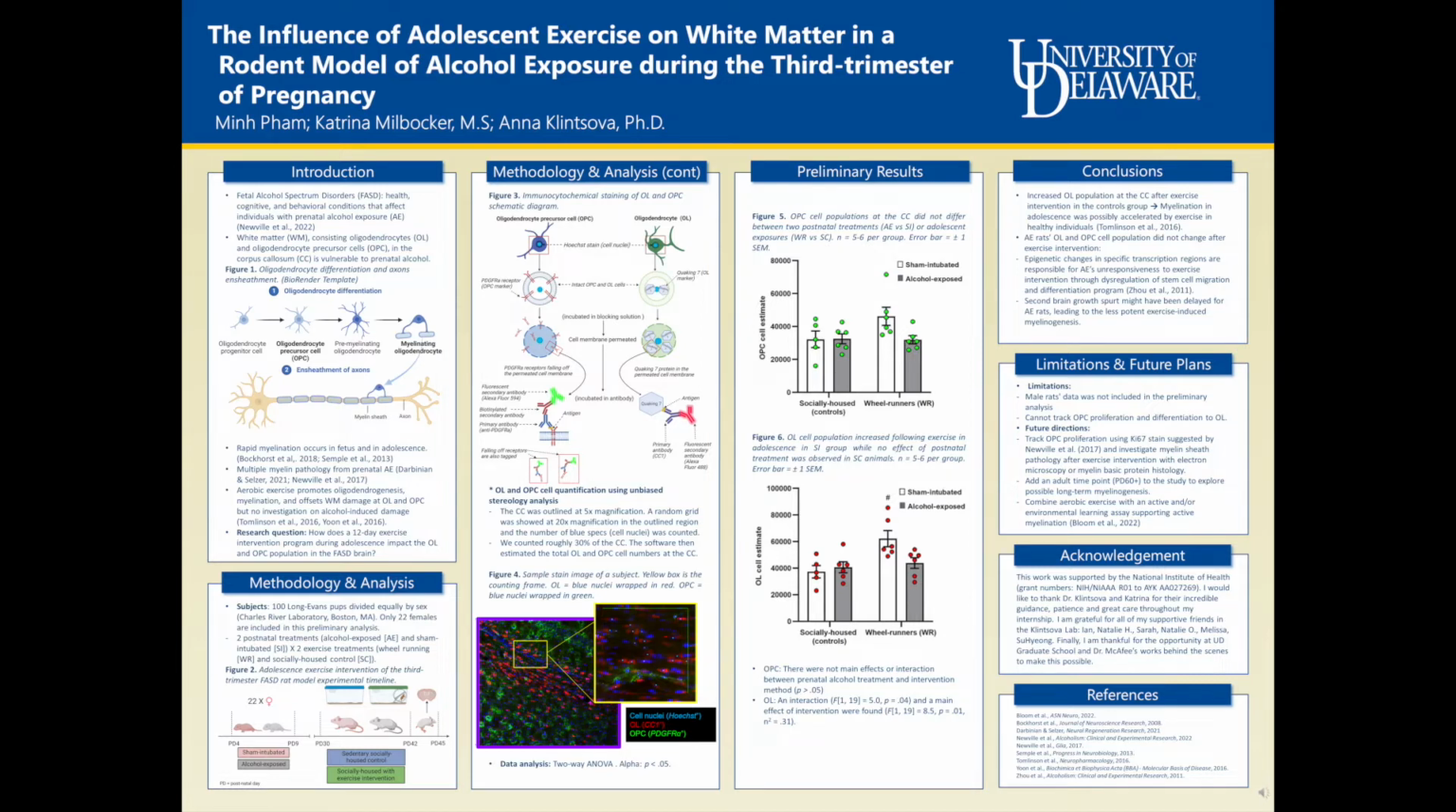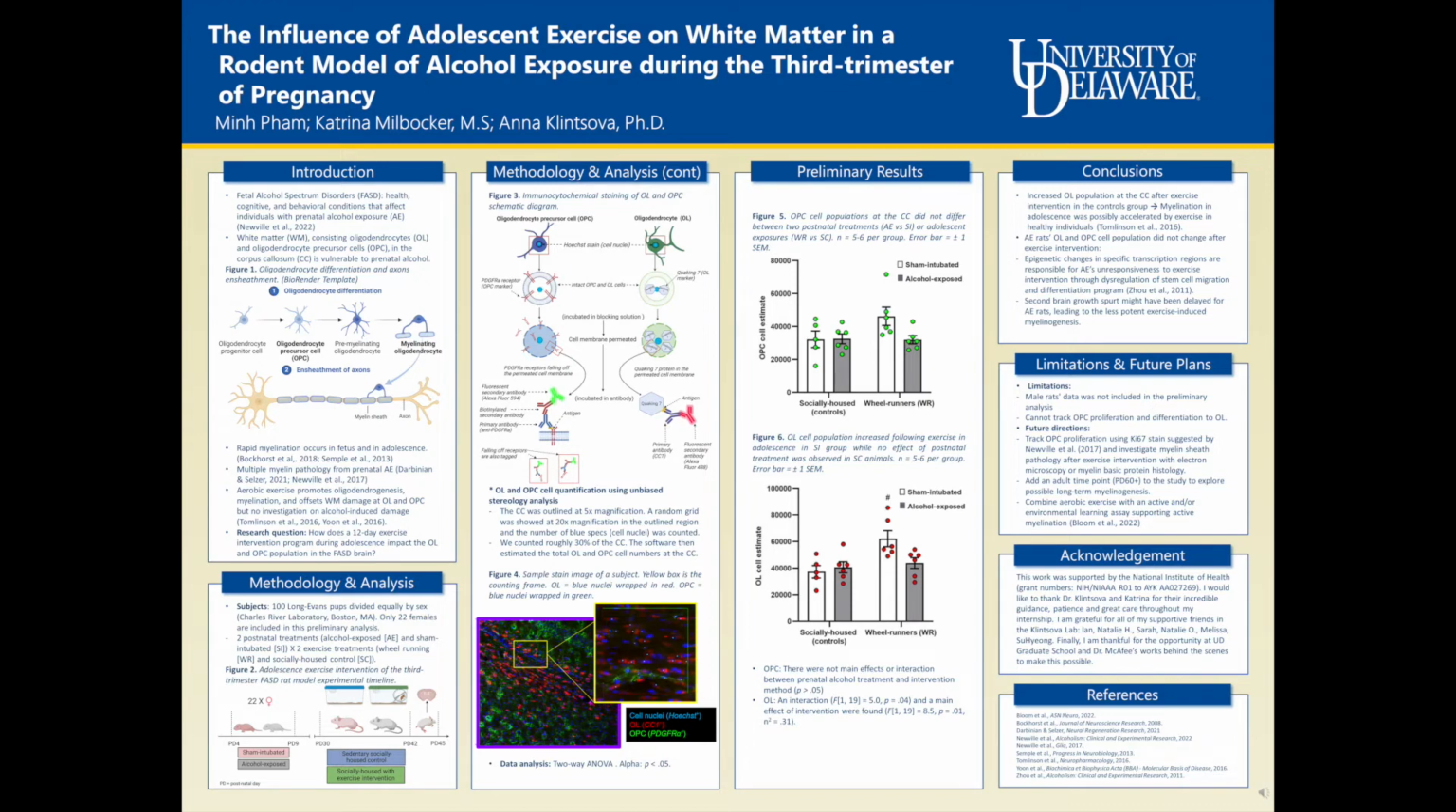In figure 5, we didn't see exercise impact the OPC population in any group, implying its influence in later stages of OL differentiation. In figure 6, we can only see the control group being responsive to the intervention, while alcohol-exposed rats didn't see any change. For the controls, we think that myelination in adolescence was accelerated by exercise. And for the alcohol-exposed, there are two possible scenarios: epigenetic changes to specific regions that alter stem cell migration and differentiation, or an adolescent brain growth spurt lag leading to less potent OL generation by exercise.